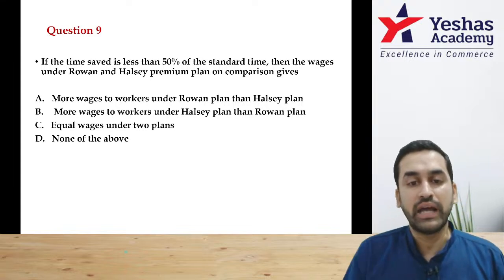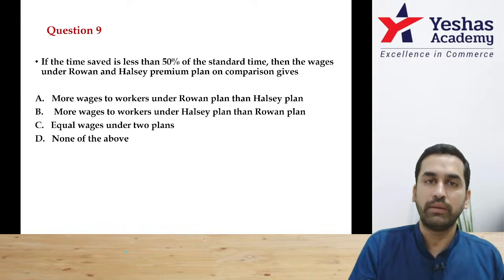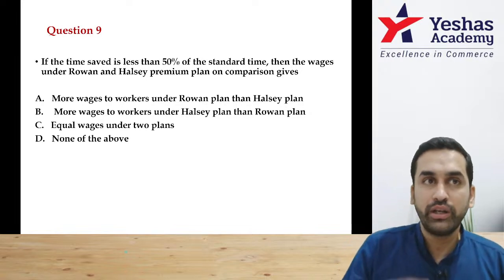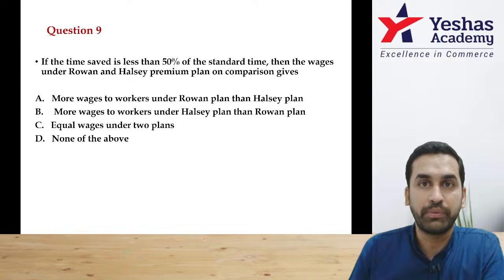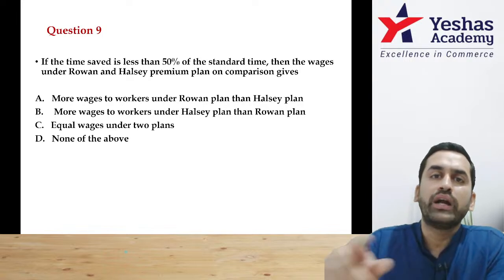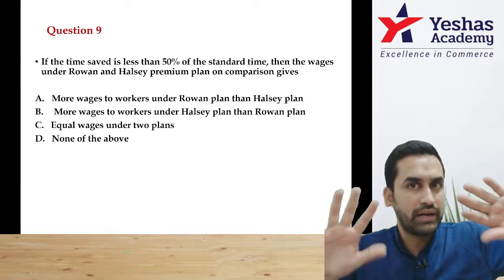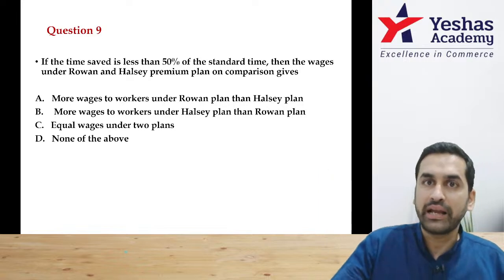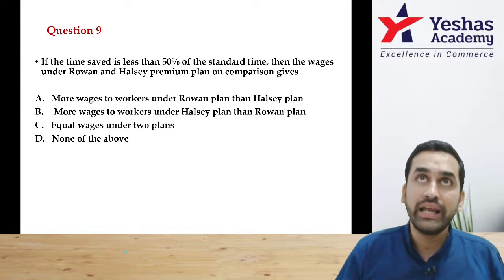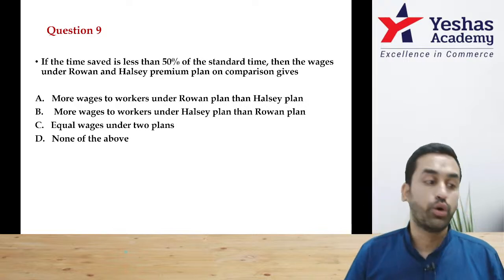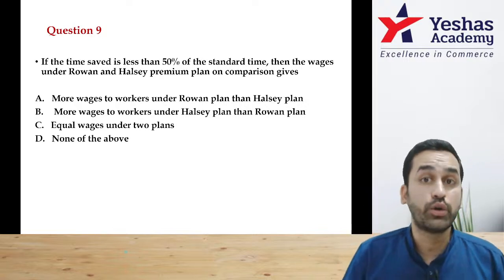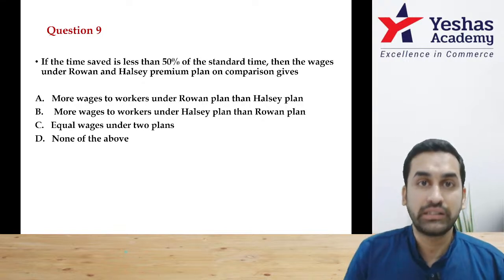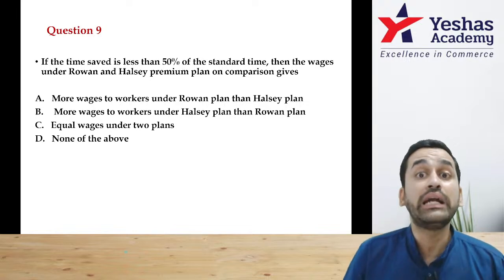Now read, if the time saved is less than 50% of the time allotted, then Rowan is a good plan. Correct? Because in Rowan you get 90% when you save only 10%. In Halsey, however much you save, you get 50% only. Because understand one thing, basic wage is same, TT into HR. Inside the bracket what you have is same, TS into HR. In Halsey, 50% is a fixed number. In Rowan plan, it's a proportionate number. Correct? And Rowan plan says what? TT by ST. So if you take 9 hours, it is 9 by 10, 90%.